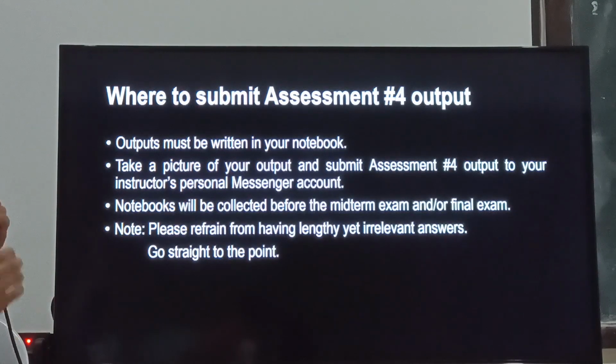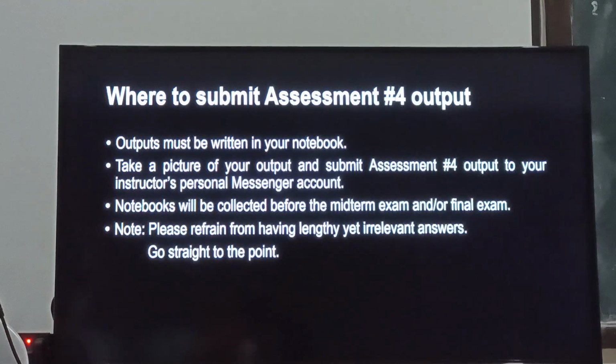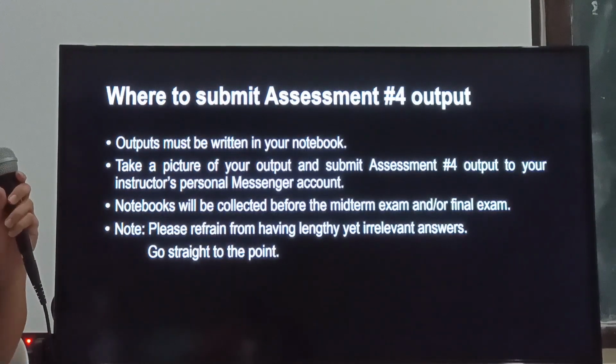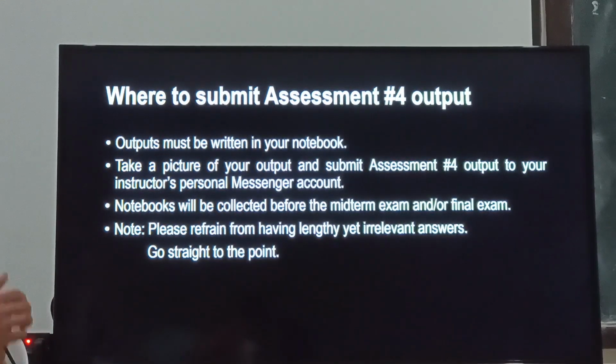For your output in assessment number 4, just the same with your previous outputs. Write your answers in your notebook, take a picture of your output and submit output number 4 to your instructor's personal messenger account. Notebooks will be collected before the midterm exam and or final exam. Take note, please refrain from having lengthy yet irrelevant answers. Go straight to the point.